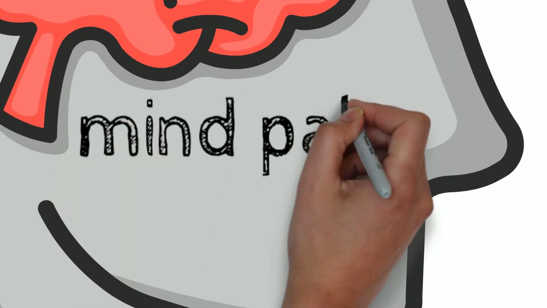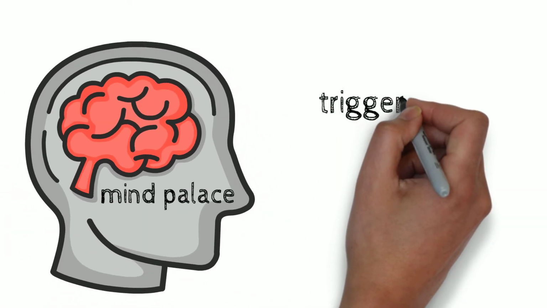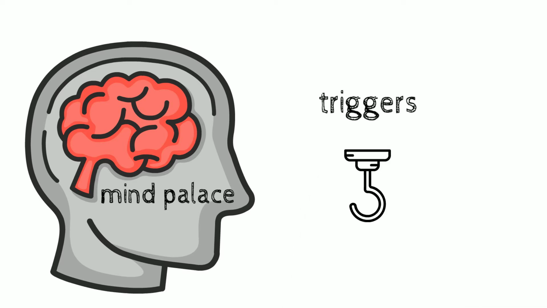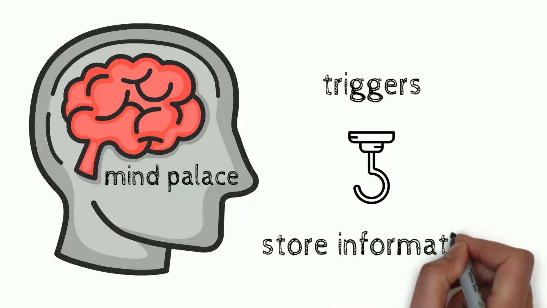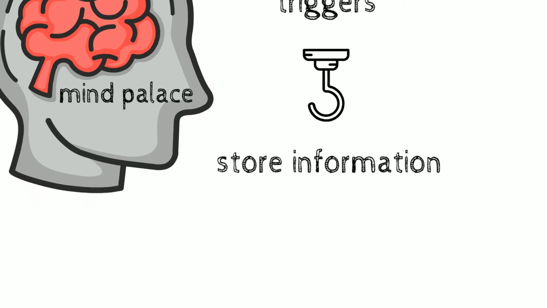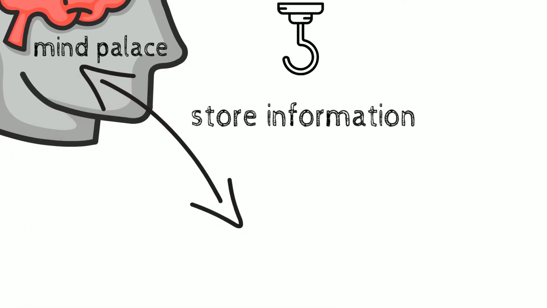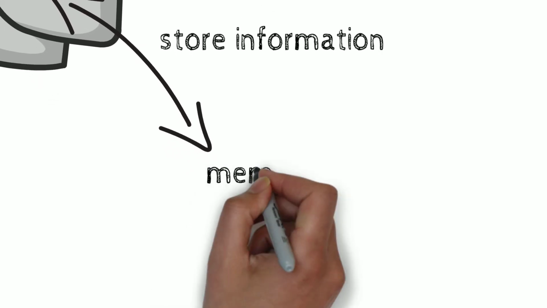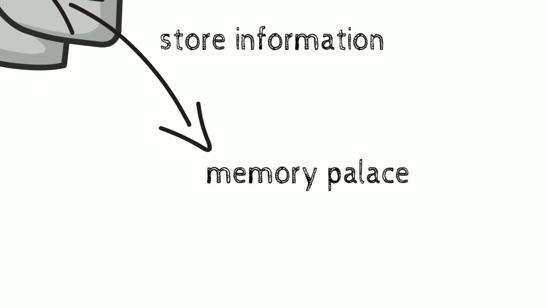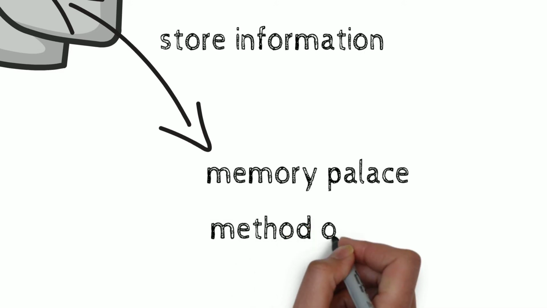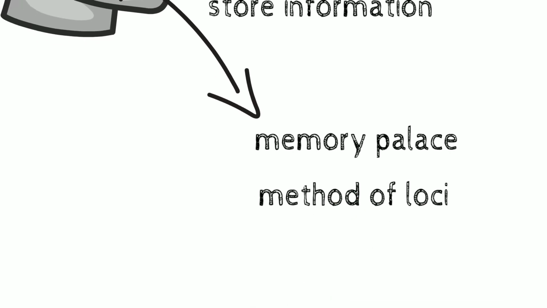A mind palace is a memory technique that uses familiar locations as triggers or hooks to store any information you want. If that sounds confusing, I'll explain what I mean in a bit. The mind palace technique also has different names for it. Some call it the memory palace technique, others call it the method of loci. But you can call it what you want.